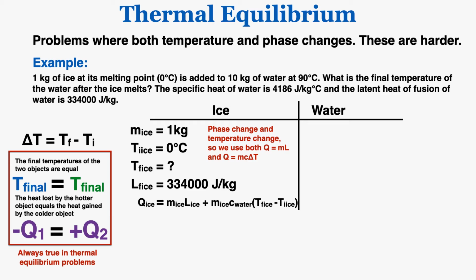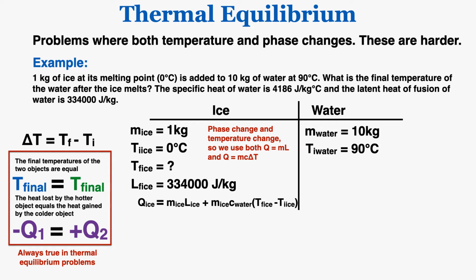So the total heat added to this ice is going to be the heat required to change its phase, m times L, plus the heat required to change its temperature, mc delta T. So you can see I've written both into that equation. One plus the other will be the total heat added to the ice to change its phase, mL, and then its temperature, mc delta T.